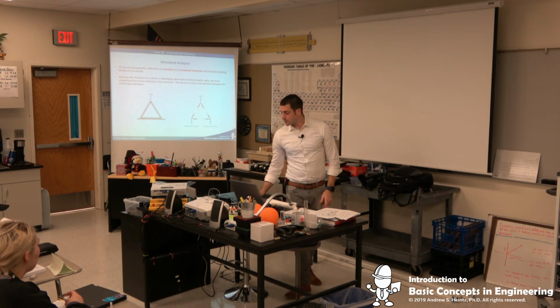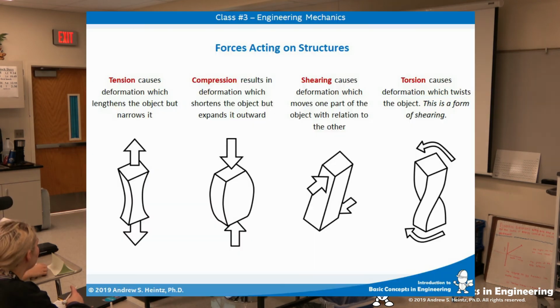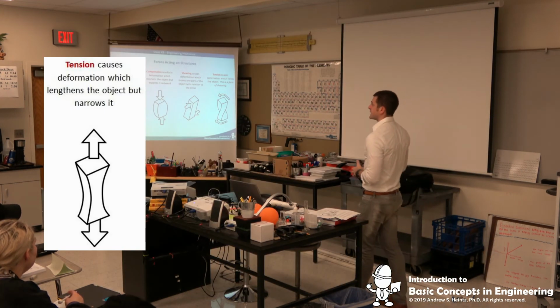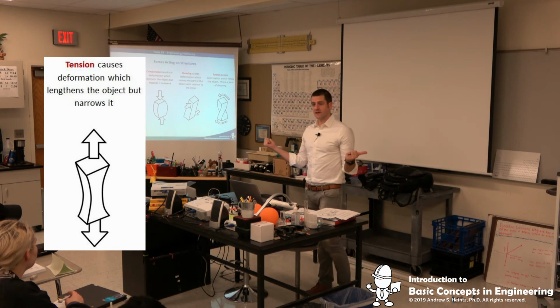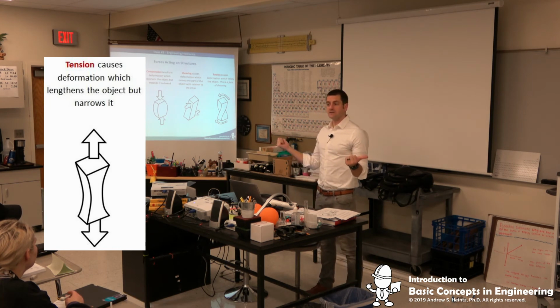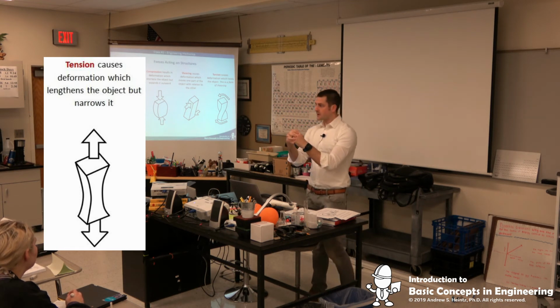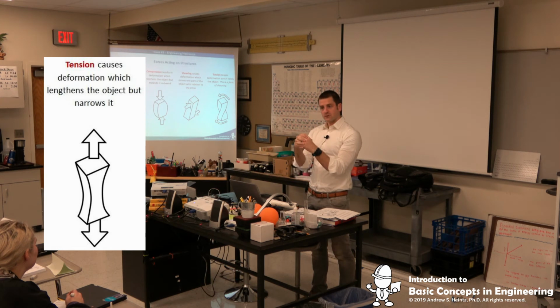All right, so you guys just touched on some forces. There are four, actually five, but four primary types of forces that are applied to objects, materials, whatever. The first is tension. Tension causes deformation which lengthens the object but narrows it, right? So let's say I had a jar of silly putty or Play-Doh or something like that, right? If I were to take that clump of Play-Doh, the clump of Play-Doh still weighs the same amount, right? I still have the same volume of Play-Doh.